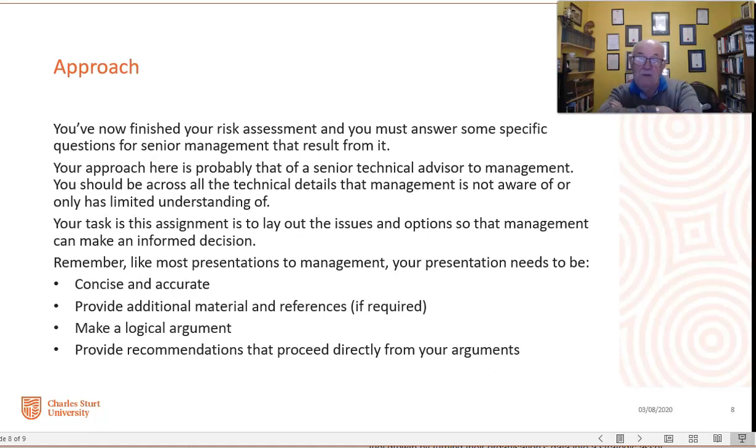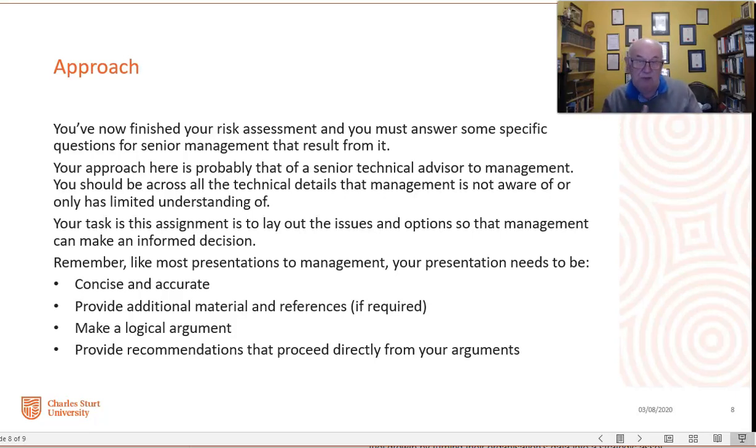So you've now finished your risk assessment. You've got to answer some specific questions for senior management that result from it. So your approach here is probably that of the senior technical advisor to management. You should be across the technical details that management is not completely aware of or has only some limited understanding of. So your task is to lay out these issues and options so that management can make an informed decision.